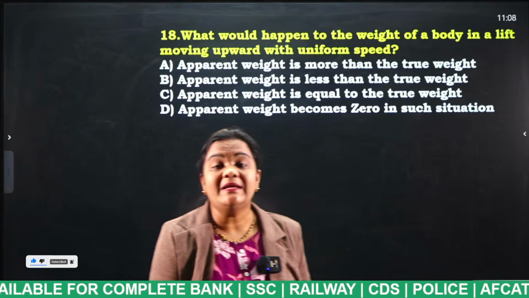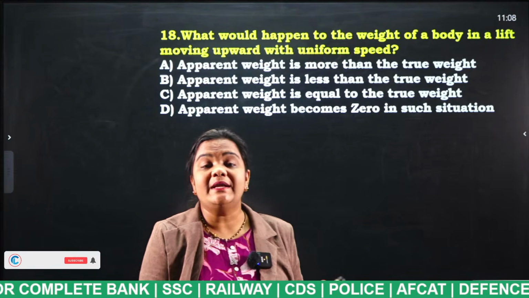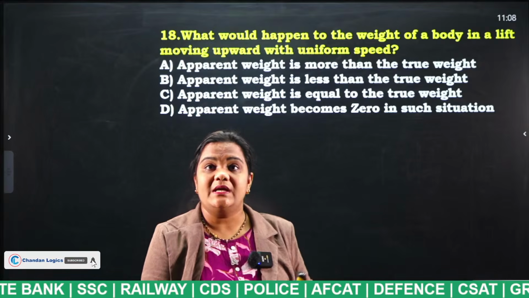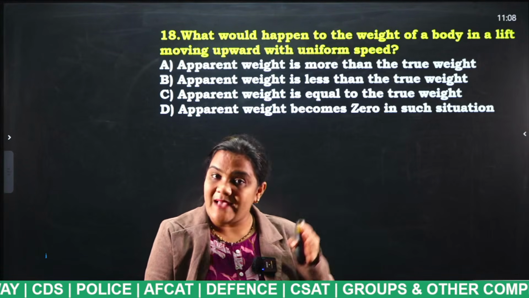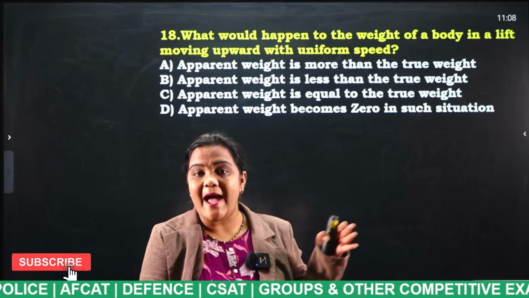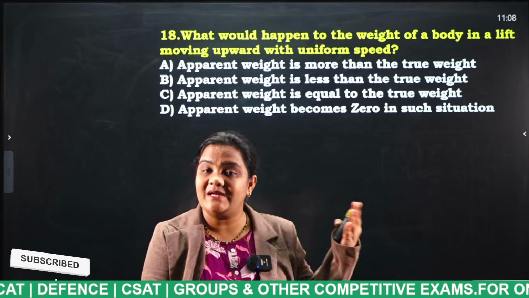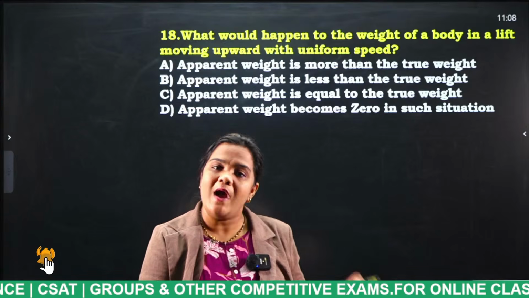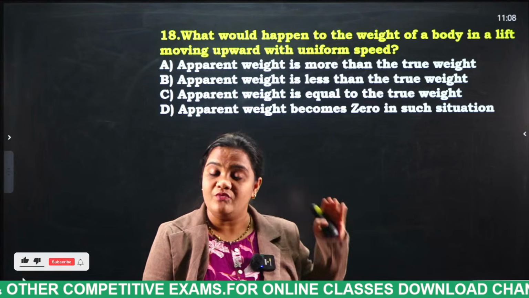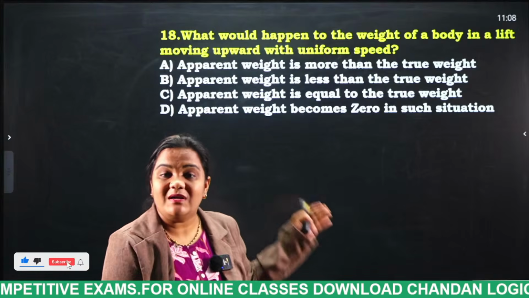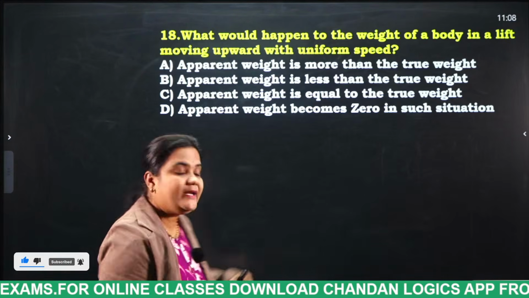He is moving with a uniform velocity. If he is moving with a uniform velocity, there is no acceleration. If there is no acceleration, his apparent weight will be equal to his true weight.